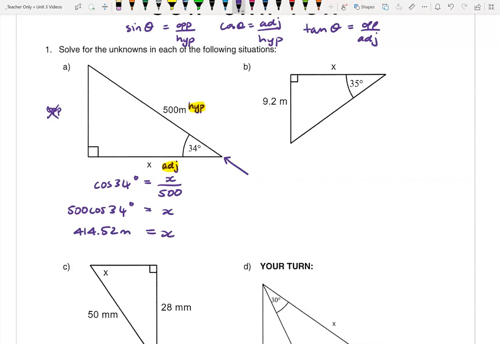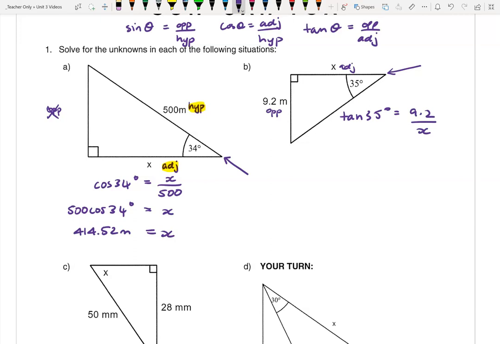In our second example here, we've got a right angle triangle with an angle of 35 degrees. Looking from that angle, I've got the side opposite involved and the adjacent side that I want to find. So opposite over adjacent is our tangent ratio. So the tan of 35 degrees is going to be 9.2 over x. Now x here is a denominator. So I don't want it as a denominator, I want it as a numerator.